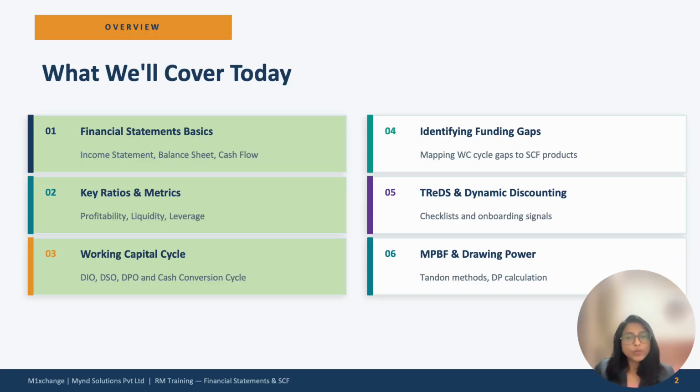So in videos 1 and 2, we have built the foundation. We have discussed the three financial statements, the key ratios and also your working capital metrics, which is your DIO, DSO and DPO, and the cash conversion cycle. I had also briefly told you about the products which we can pitch through the gaps. Today I will go deep into these funding gaps and also give a walkthrough of the TReDS and dynamic discounting checklist, like what to look for in a client's financials before you pitch these products. Let's go.